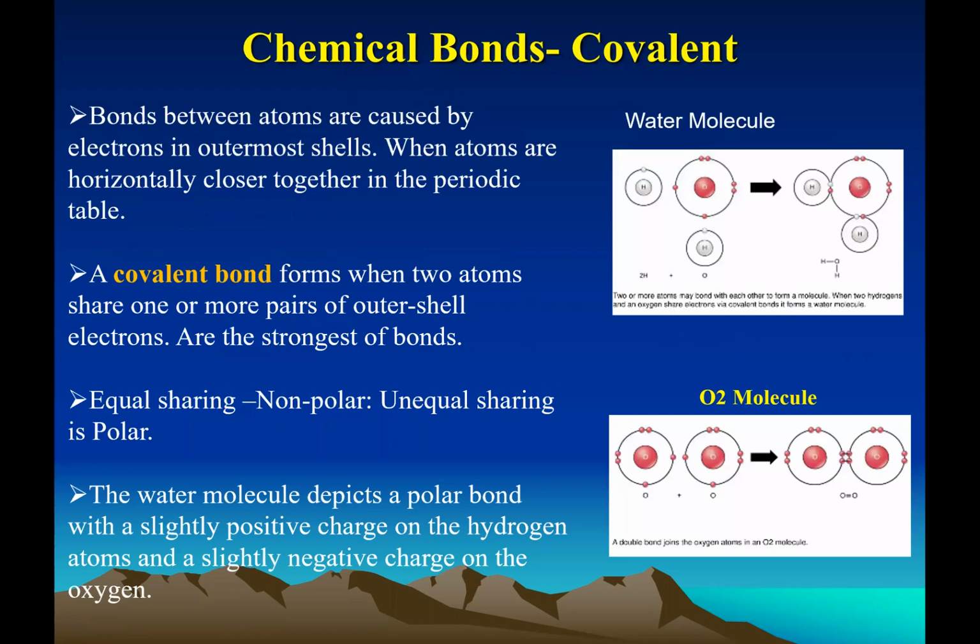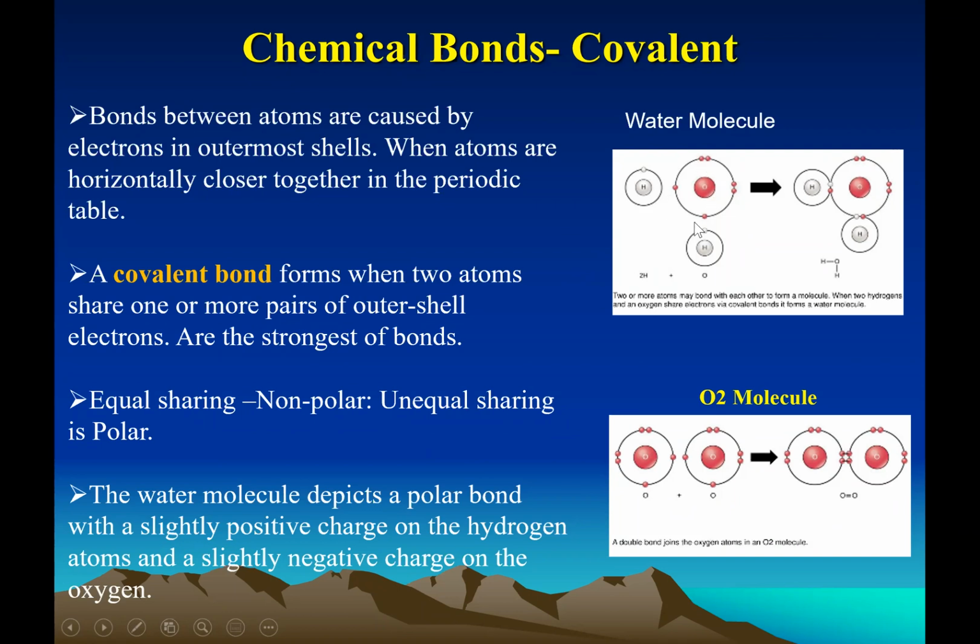What is a covalent bond? See that word co comes from something like a corporation, a cooperative corporation. So they're sharing the valence electrons. That's why it's covalent. Covalent bonds are happening between electrons in the outermost shell. Usually the elements that form covalent bonds are found horizontally together in the periodic table.